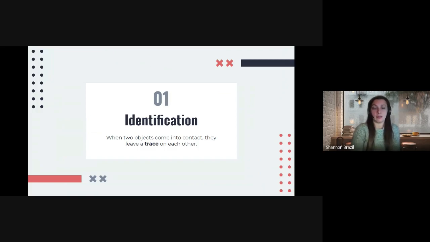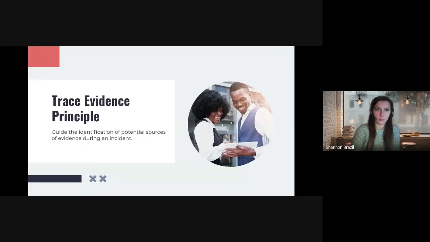Temporary would mean that there might be log retention issues, log rollover issues that we might not be aware of. So it's extremely important to be able to identify what type of evidence is available and make a plan to preserve it. The trace evidence principle guides the identification of potential sources of evidence during an incident. For example, if you're attempting to determine the root cause of a malware infection on a system, you will start by analyzing the infected system.